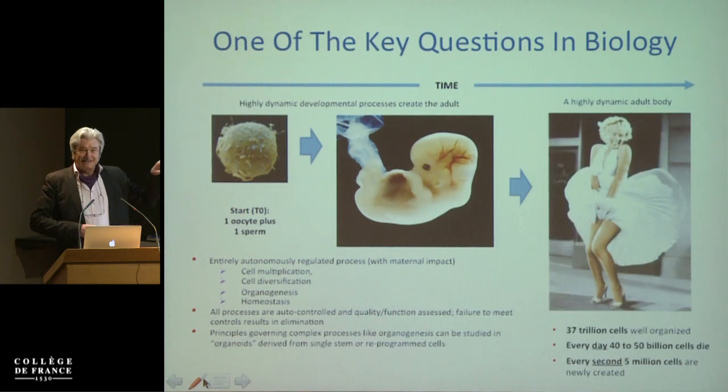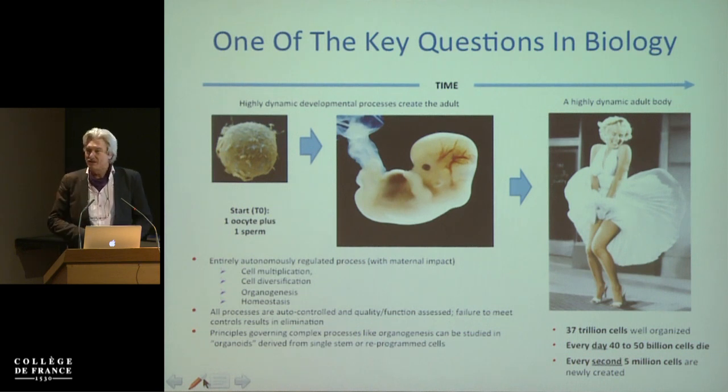So at the end point of this development, what we have is a highly dynamic adult body, like the one you can see here, which is actually composed of 37 trillion cells, which are properly well organized. What is important to know is that even at this stage, there's an extremely high dynamics in this body, because every day there are between 40 and 50 billion cells that die, and every second there are 5 million cells which are newly generated. Of course, most of those are hematopoietic cells, because these have a high turnover, but even in other organs there is a significant turnover of cells.